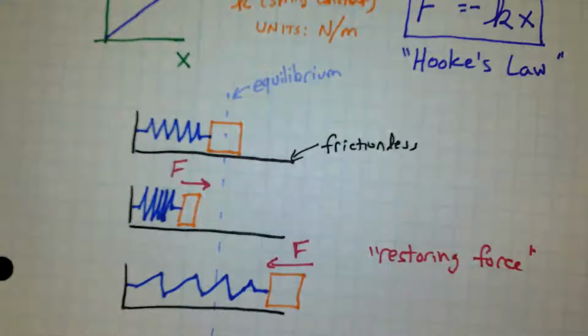So you compress a spring, the restoring force tries to pull it back to equilibrium, but it's still got inertia, so it carries it past. And now the restoring force tries again to pull it back to equilibrium, but there's still inertia, so the inertia carries it past. And the restoring force pulls it back to equilibrium, but the inertia carries it past.